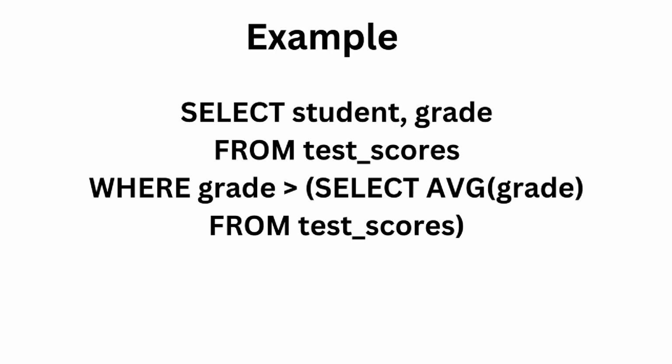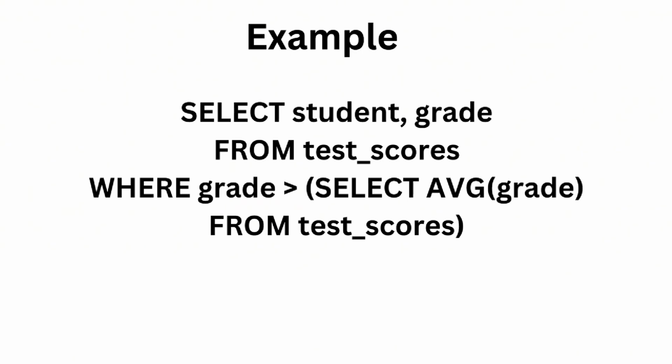So the way we would do this is the following. We would say select student, grade from test scores where grade is greater than, and here in parentheses, we have our subquery, where we're going to have select average grade from test scores. So notice what we're doing here. We're first going to run the code that's inside the parentheses, the subquery, and that's going to return back the average grade across the table.